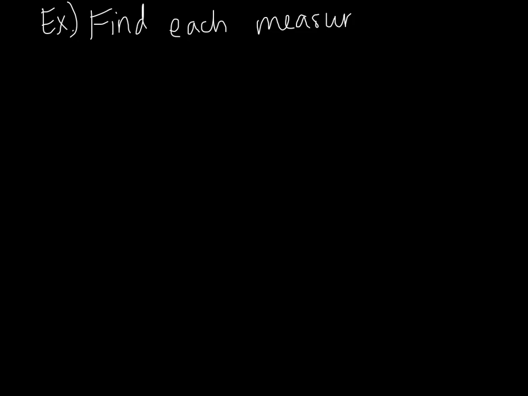Okie dokie. So here's our example, and this is one that you'll find in the book. Well, not in the book, but it'll be something that's like in the book. And it will say, find each measure of central, so central means center, tendency.